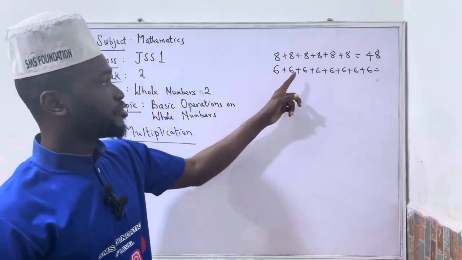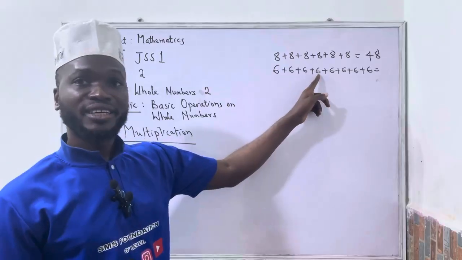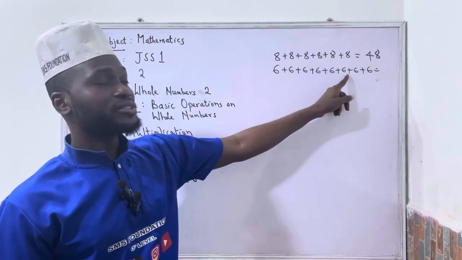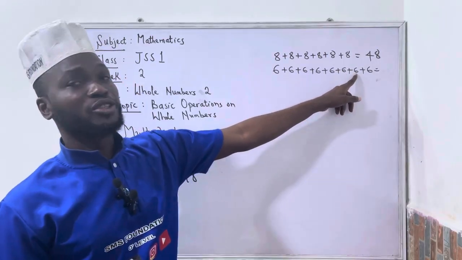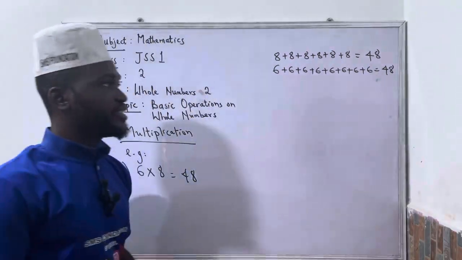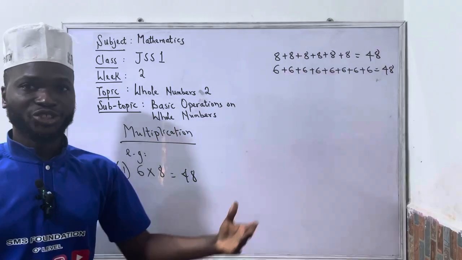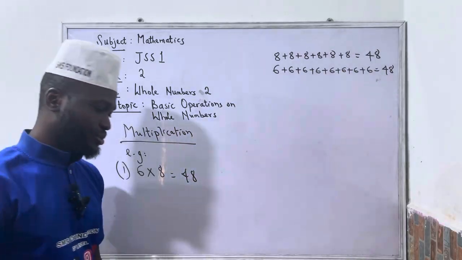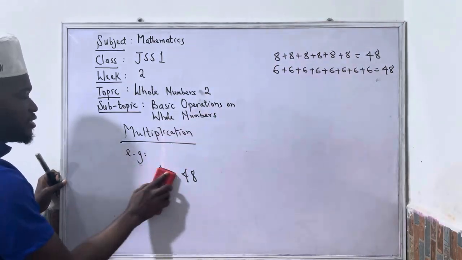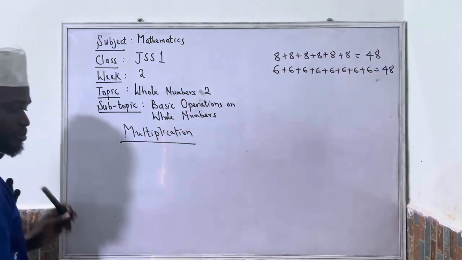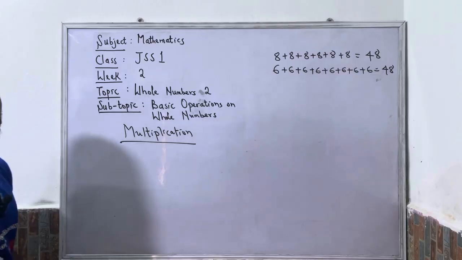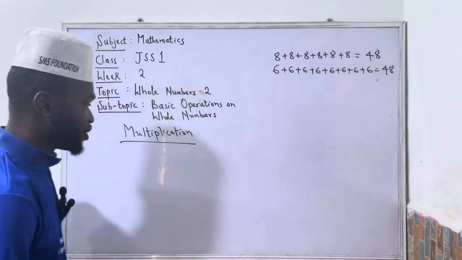6 plus 6, 12. Plus 6, 18. Plus another 6, 24. Plus another 6, that is 30. Plus 6, 36. Plus 6, 42. Plus 6, 48. So you can see that we can simply use addition to get multiplication. Good. Now, apart from that, let's see two-digit numbers multiplication. You can be asked to multiply two digits against one digit, for example.